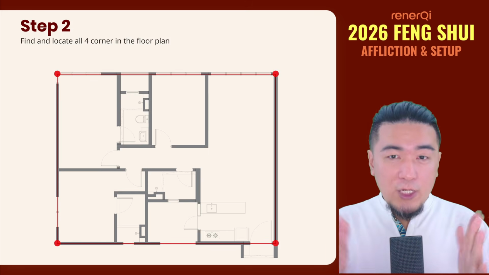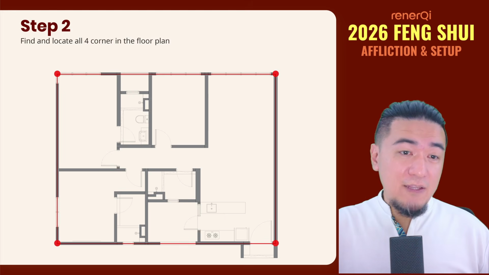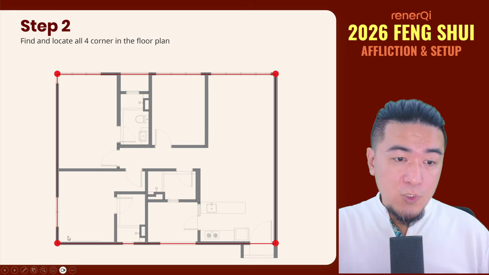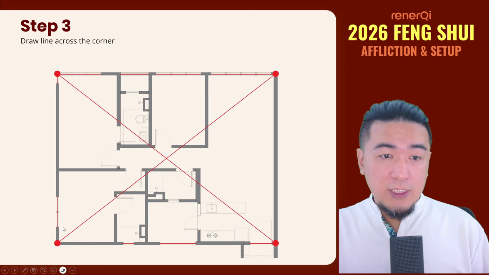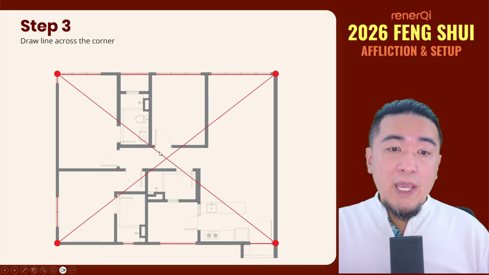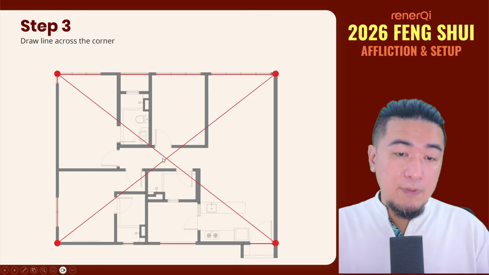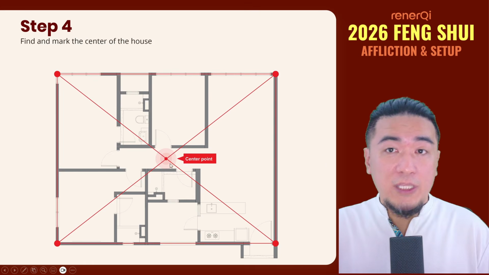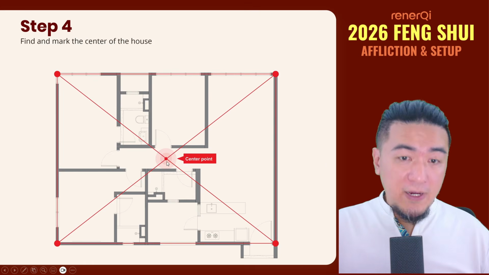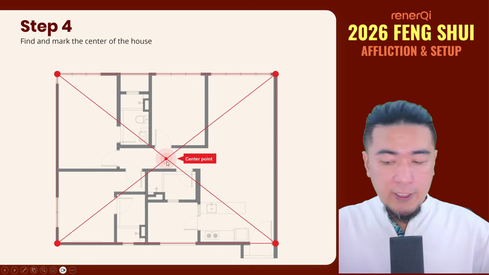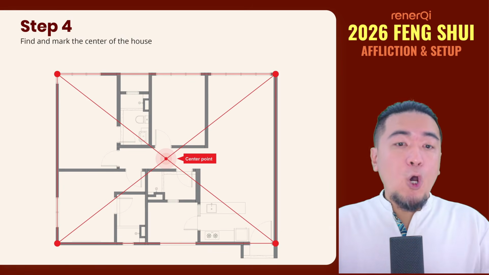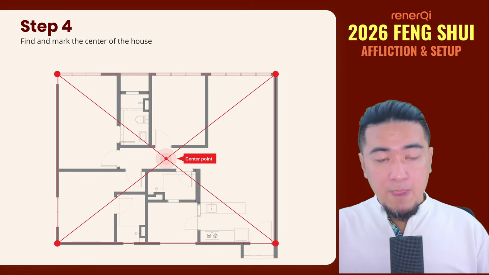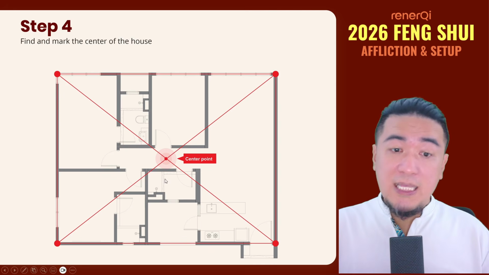After that, try to find the center point by identifying all four corners, then draw the lines to find where the center sector is. For example, in this case, the center sector is located here. Once you identify it, we will overlay the annual feng shui pan, the compass, on top of it and realign. So first, find out the center sector.